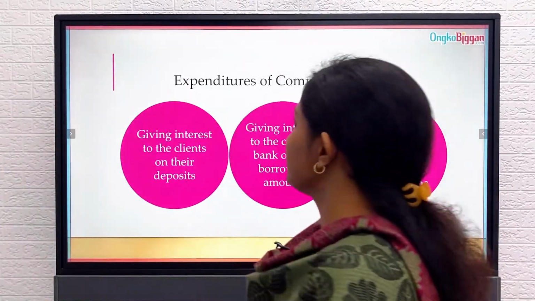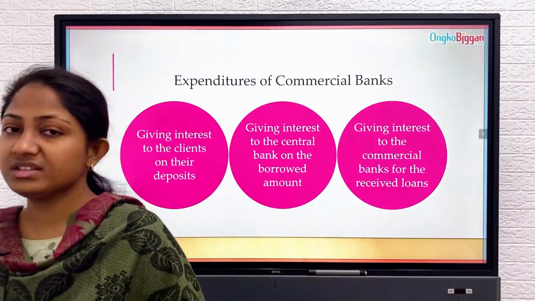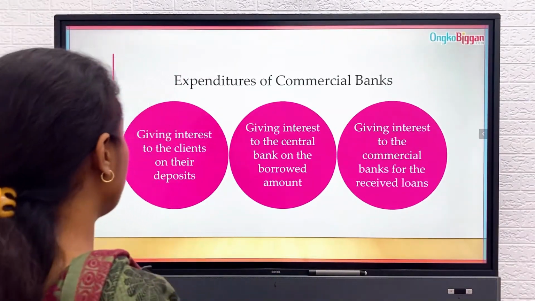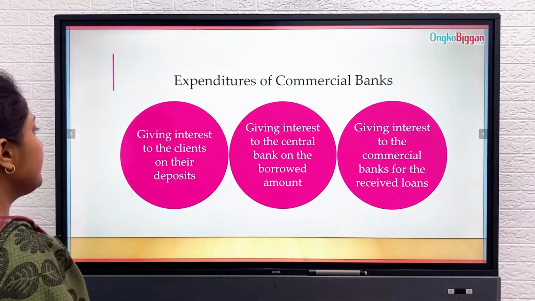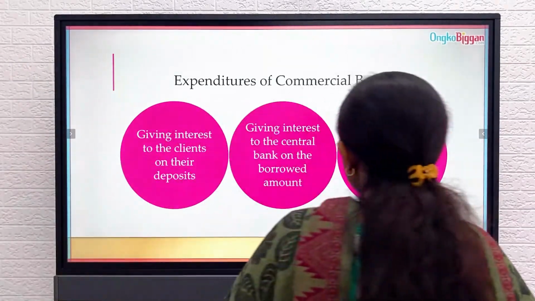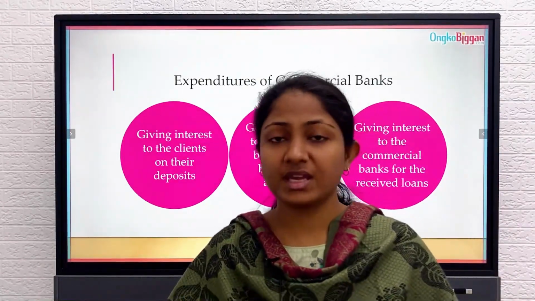Okay, now we will start with our expenditures of commercial banks. Here we will see there are three segments of the commercial banks' expenditures. What is the first one? First one is giving interest to the clients on their deposits. How will it be your expenditure as a bank?